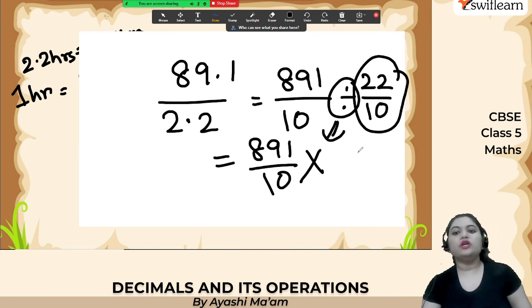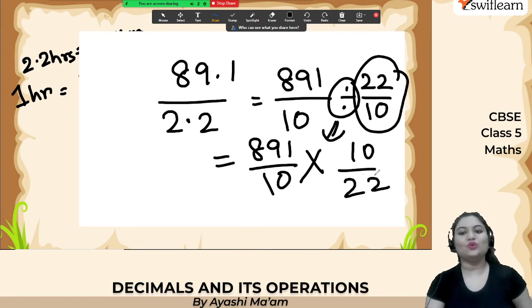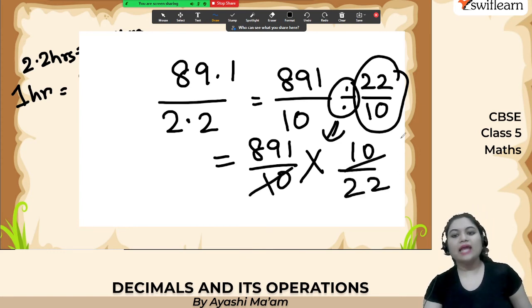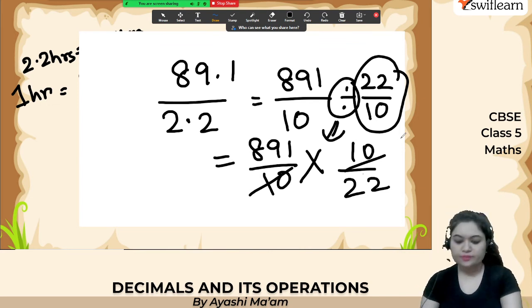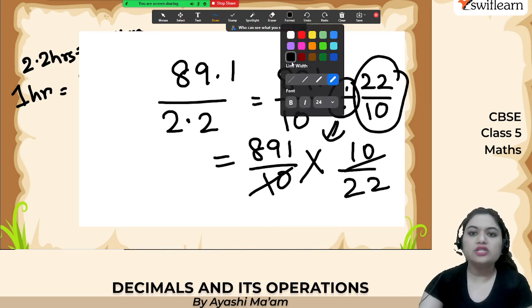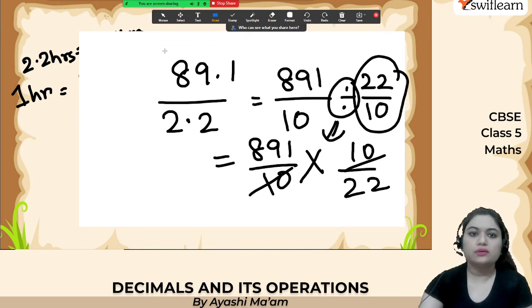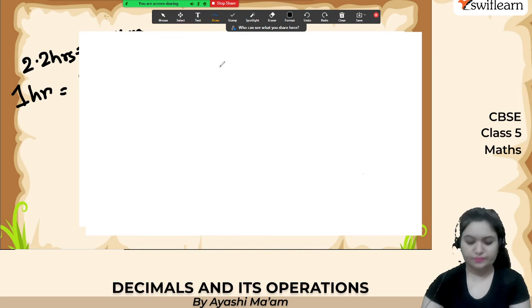Okay? So how will you take the reciprocal? So 22 by 10 will become 10 by 22, right? And now this 10 and 10 will get cancelled and you will have your answer over here. Okay, that is 891 divided by 22. Now simply do the division of 891 and 22. Let's do it. Do it on your own, the division.